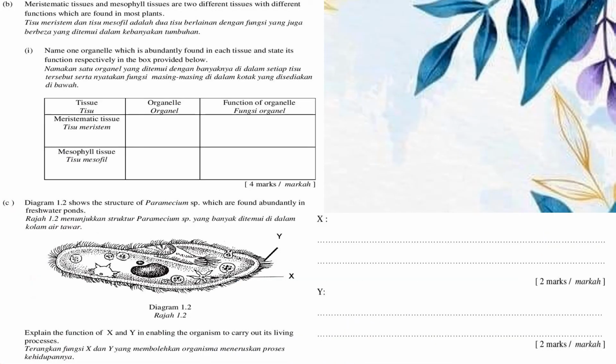Next question. Meristematic tissue and mesophyll tissue are two different tissues with different functions which are found in most plants. You need to identify the function of meristematic tissue and of mesophyll tissue. Meristematic tissue is located at the root tip, shoot tip and also the cork cambium, and mesophyll tissue is located in the leaf. Meristematic tissue has cells that are actively dividing. So what is the important organelle in cell division? Again, it is mitochondria. And its function is to generate energy, for cell division.